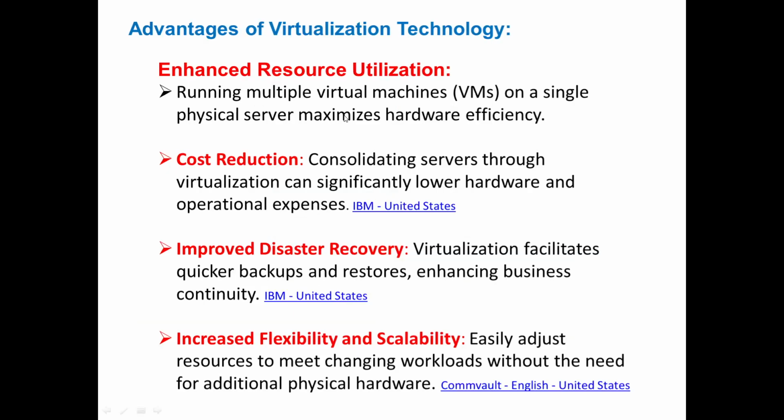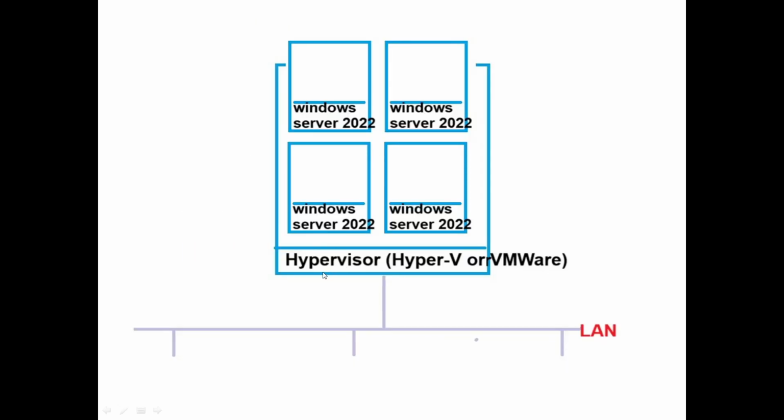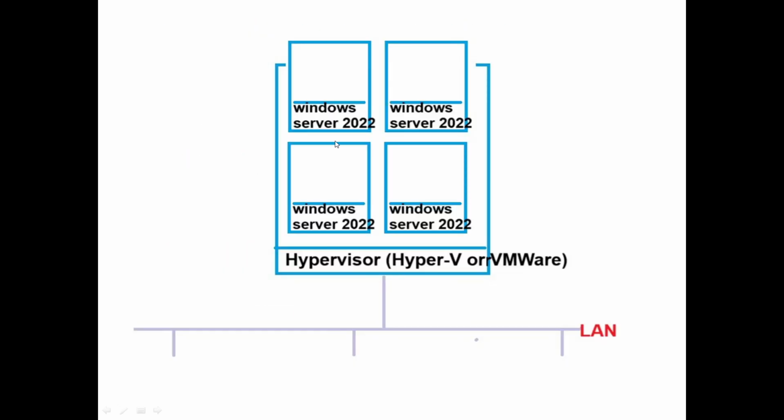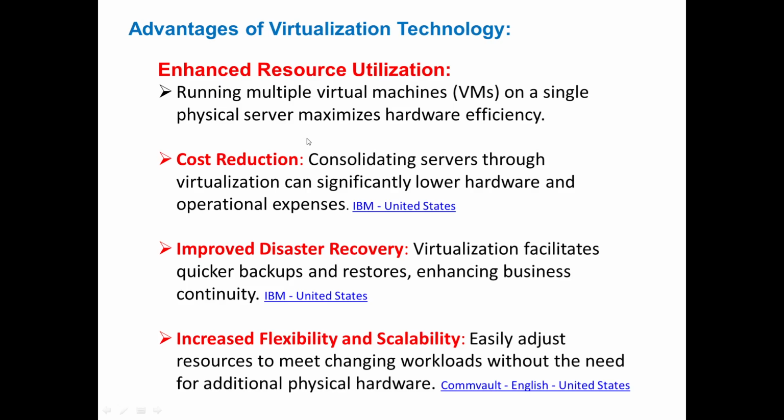Running multiple virtual machines on a single physical server maximizes hardware efficiency. You can see over here it is a single physical server, but you are running multiple virtual machines on it. That might be 4 or 10 or 40 or even 1024. If you have that much powerful hardware, then more than 1000 virtual machines can be created and run on a single physical server. So it maximizes hardware efficiency.